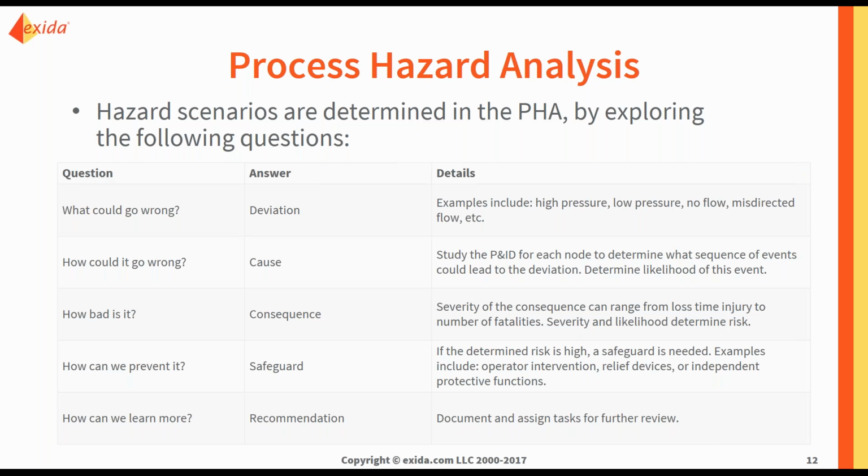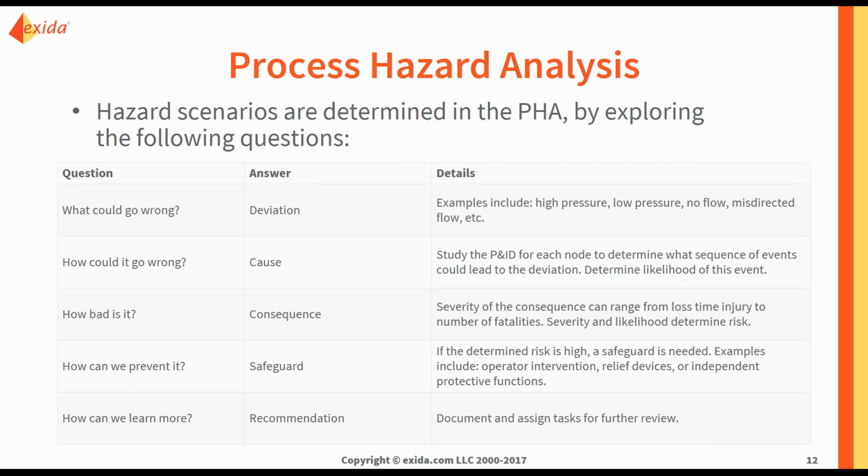From there, you want to ask, how could this go wrong? What is the cause of the challenge in the process parameter? To figure this out, you want to study the P&ID for each node to determine what sequence of events could lead to the deviation. You also want to determine the likelihood of this event. How often could this happen in our process?